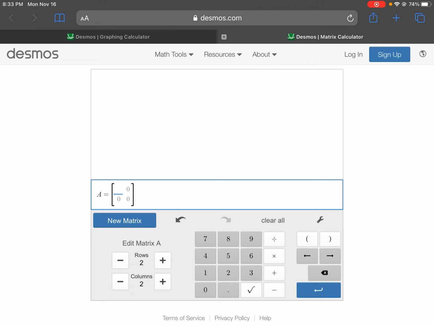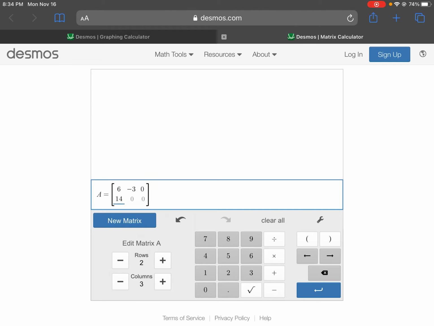matrices, so 2 rows, 3 columns. I'm going to click the plus button for columns to turn it into a 2-row, 3-column matrix. Let's go ahead and put in our matrix elements. So matrix A had a 6. Now press the right arrow, a negative 3. Press the right arrow, a 0. Pressing the right arrow again will take us down to the second row here.